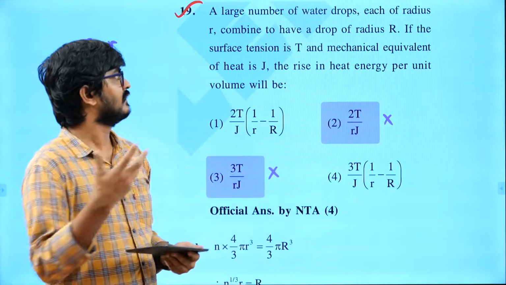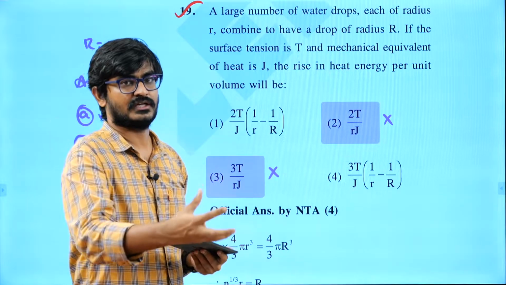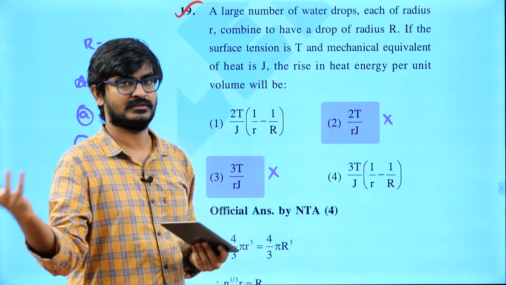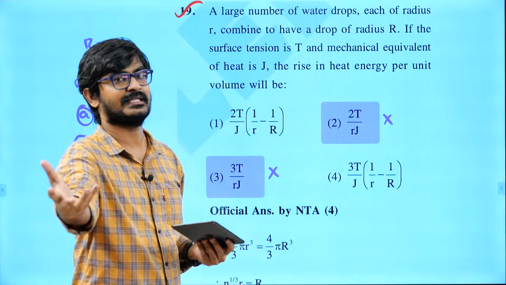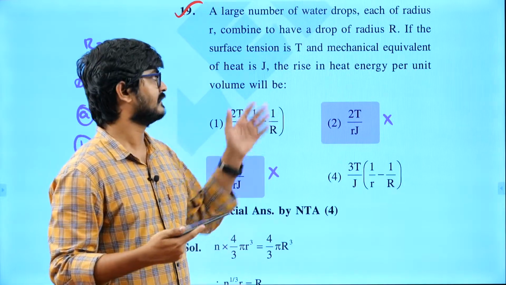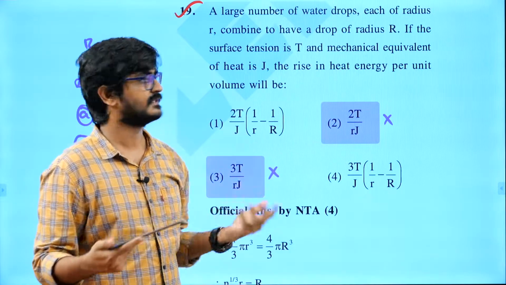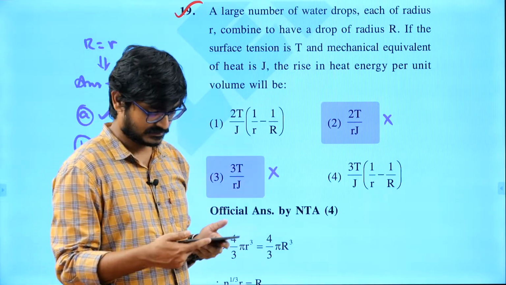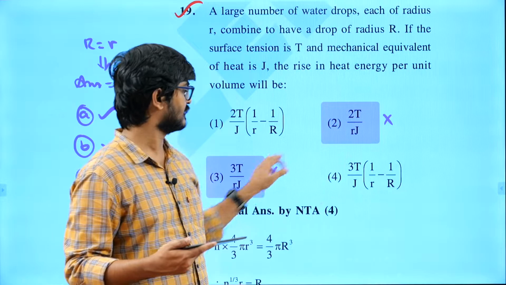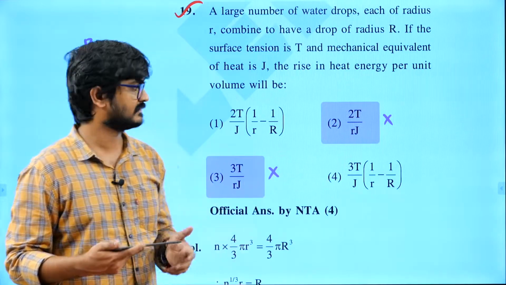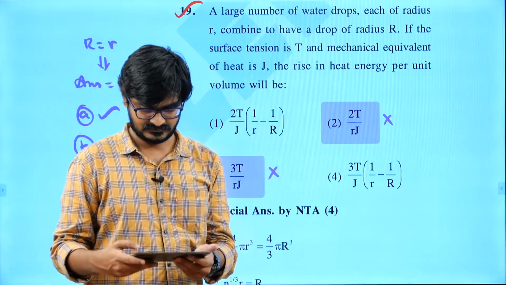So if I assume capital R equals small r, the meaning is there is only one drop, right? So if there is only one drop and it is like that, it won't be giving any heat. In this question, heat is getting generated because of the combination of the drops, right? So I can eliminate options 2 and 3. Now I can reduce the probability of getting a wrong answer.